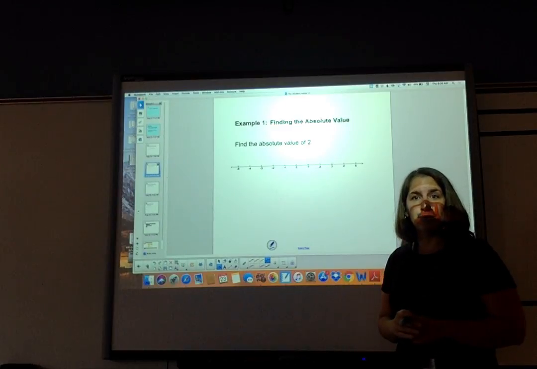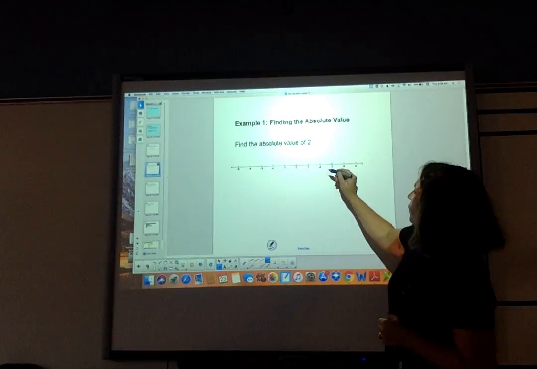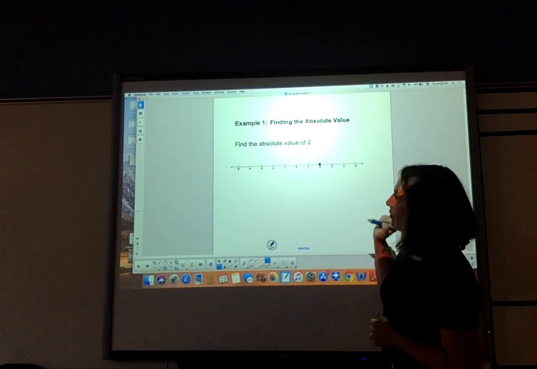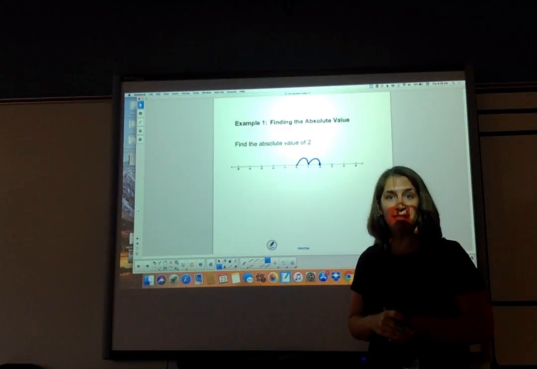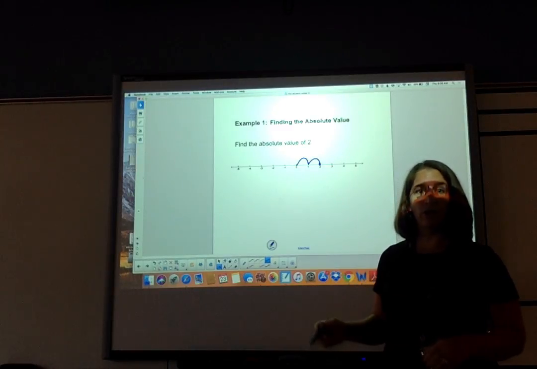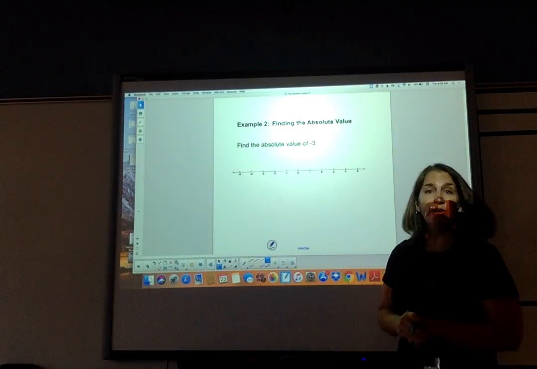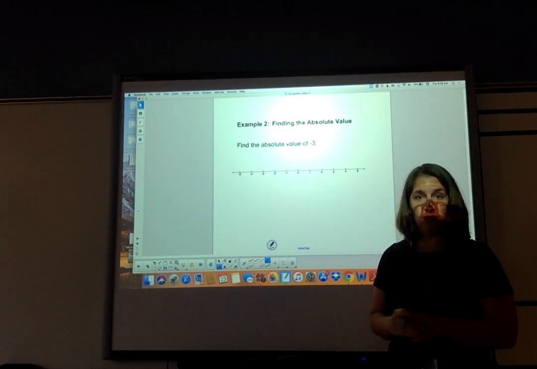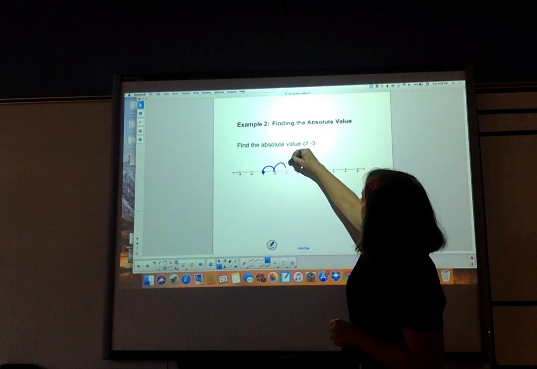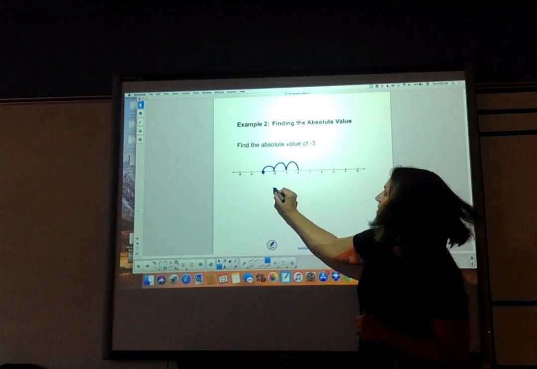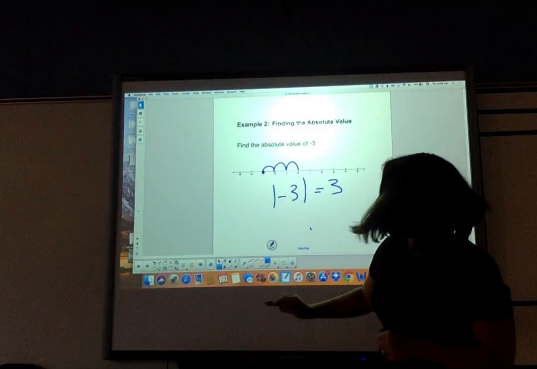So let's do some examples. Example 1, finding the absolute value. Let's find the absolute value of 2. On the number line, we can mark where 2 is, and we can see that it's 2 spaces from 0. So the absolute value of 2 is 2. We can also find the absolute value of a negative integer. Here's -3. That is 1, 2, 3 spaces from 0. So the absolute value of -3 is 3.